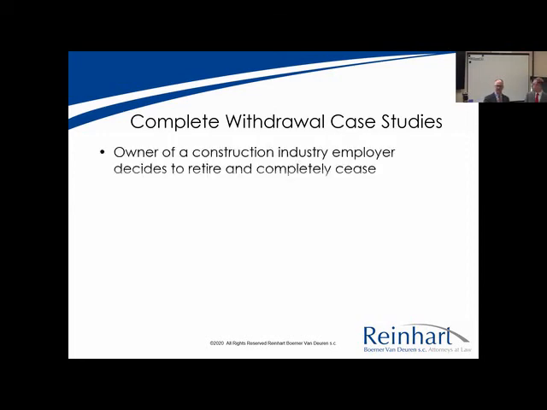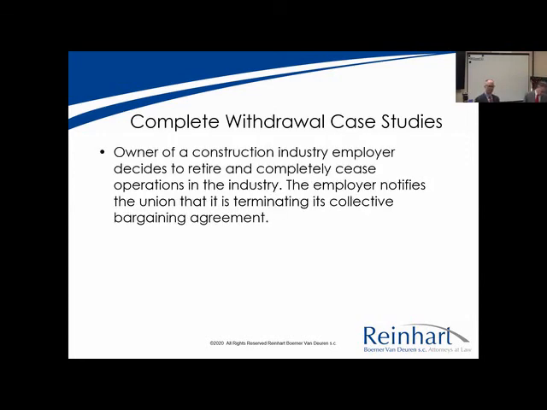So we have some case studies that we hope flesh out some of the differences in how the rules work. I'll read them, John, and you can opine on them. The owner of a construction industry employer decides to retire, completely ceases operations in the industry. The employer notifies the union it's terminating its collective bargaining agreement. If it qualifies for the construction industry exception, not a problem. It's a non-event. On the other hand, if it's United Food and Commercial Workers, Unite Here, Teamsters work, that's a complete withdrawal. And they'll find you on your beach in Florida and serve you with papers to appear for a collection action. So I think the first example drives home.